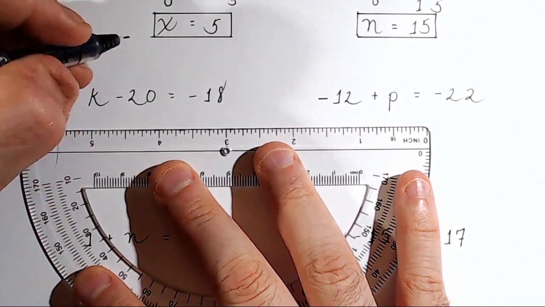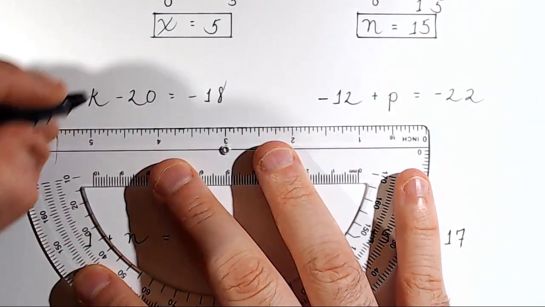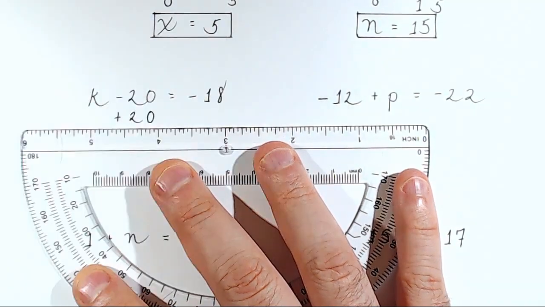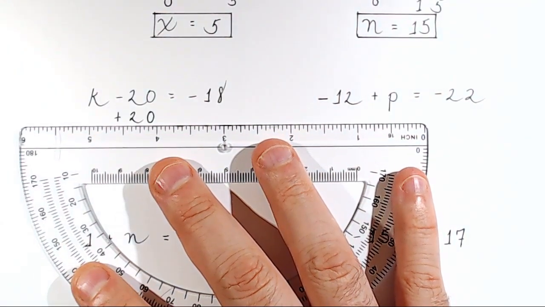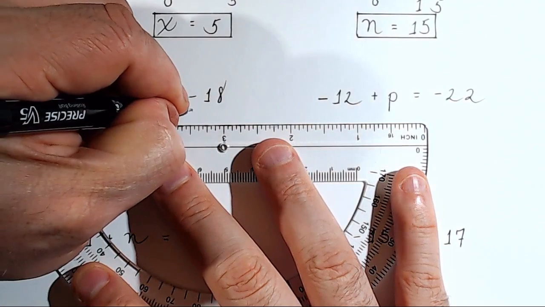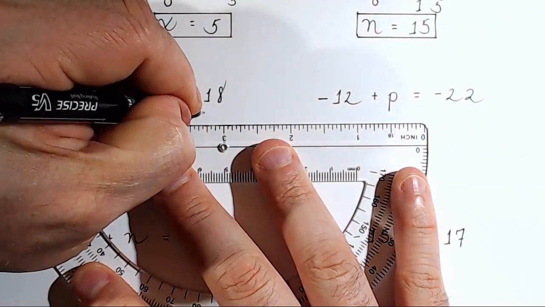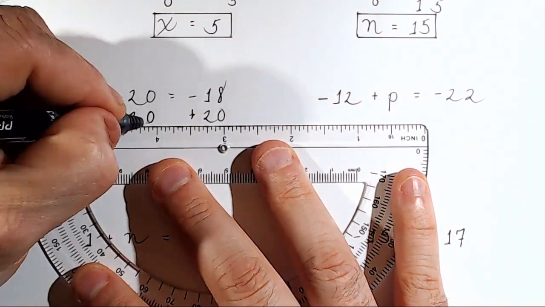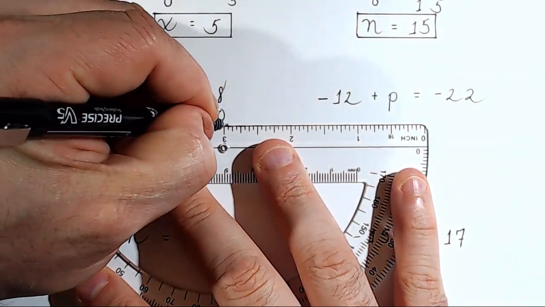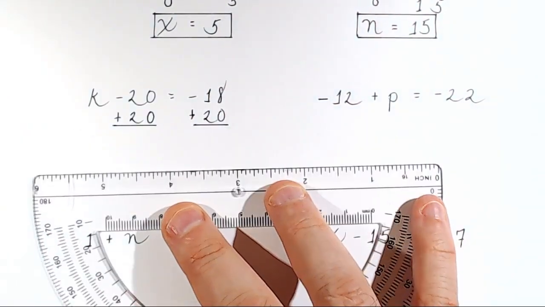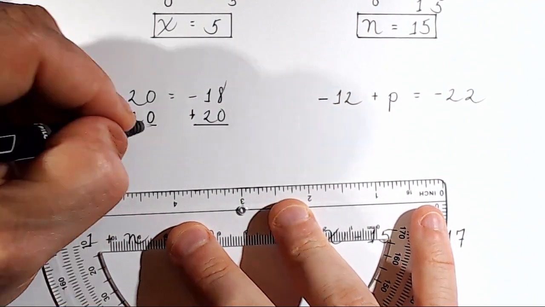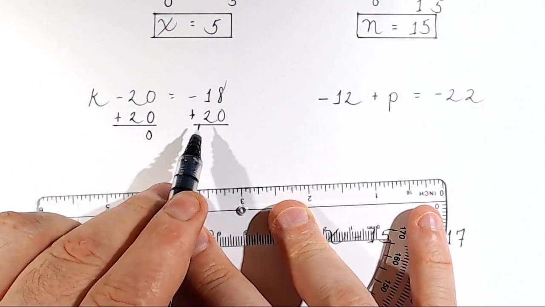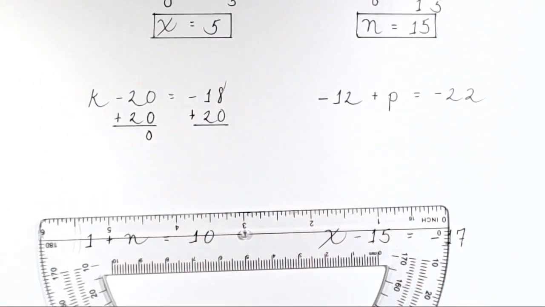So what we'll do is, because it's currently being subtracted, we will add 20. Remember, what we do on the left, we must do on the right. What we do on one side, we must do on the other. Okay? So, draw a line here and here, just like that. Now, negative 20 plus 20 is 0.